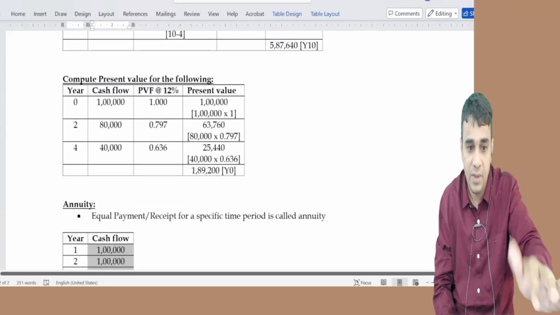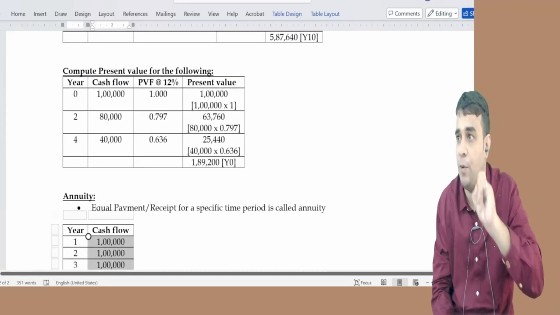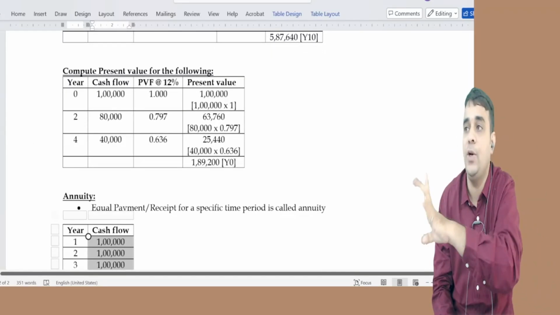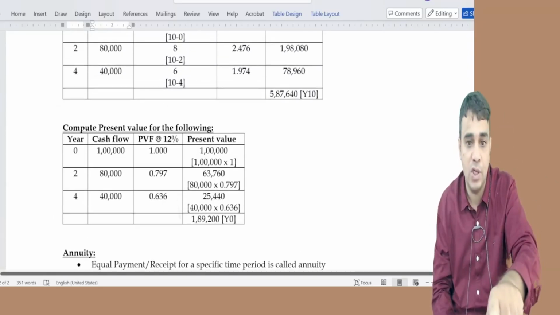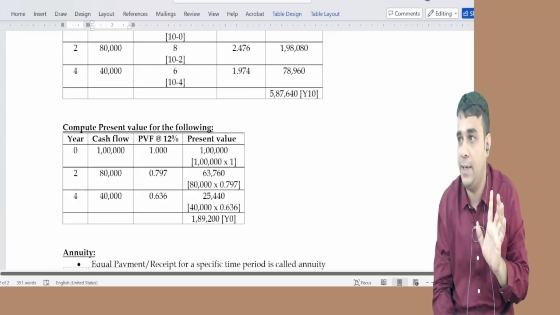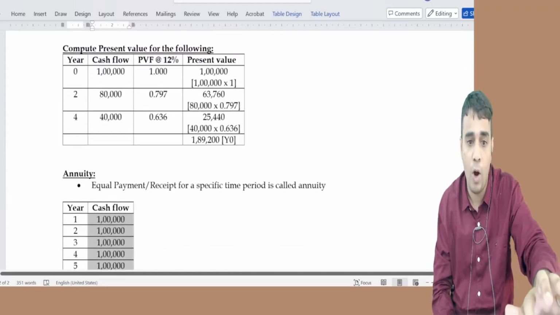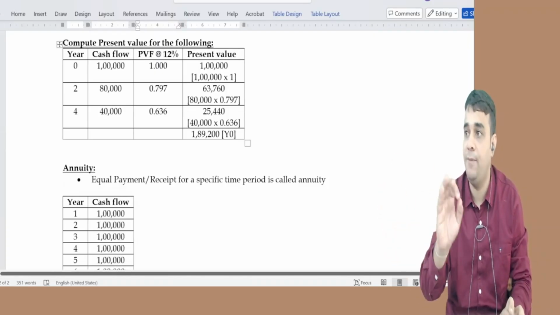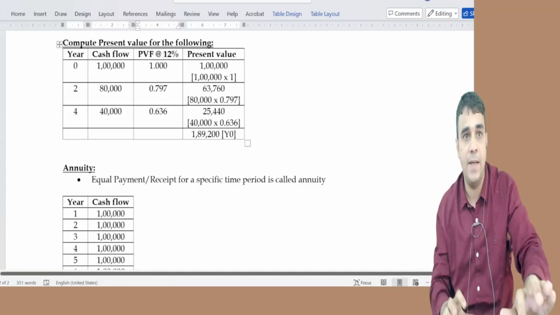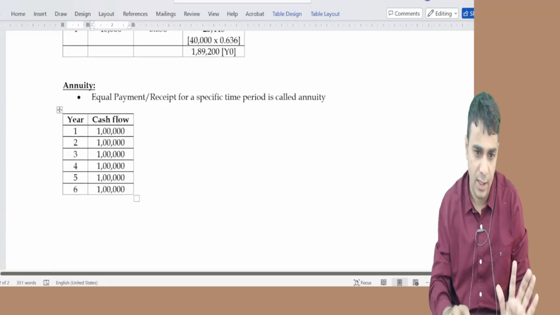Like if this is the situation and I ask you I want to pay one amount today, you will say pay 189,200. If I want to pay one amount at the end of 10 years, you will say 587,640. One option is to do PVF and present value for every number. Be in lesson mode, nothing for you to write.